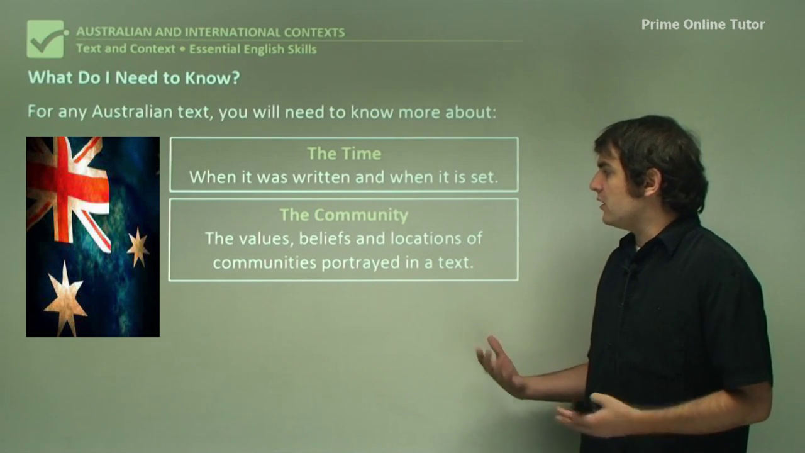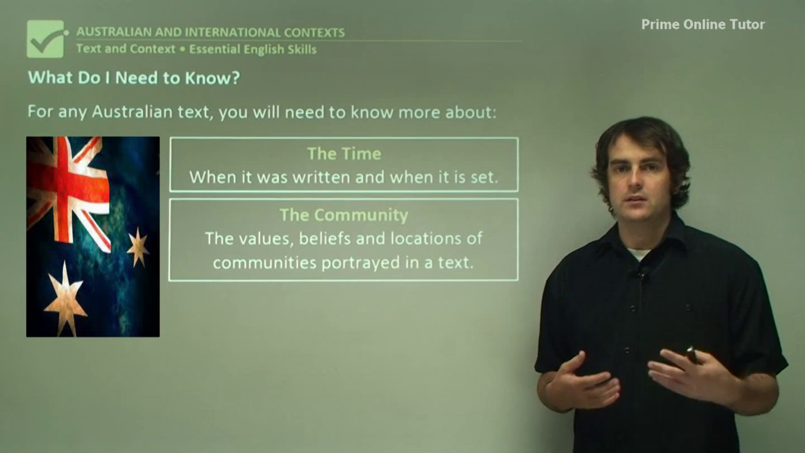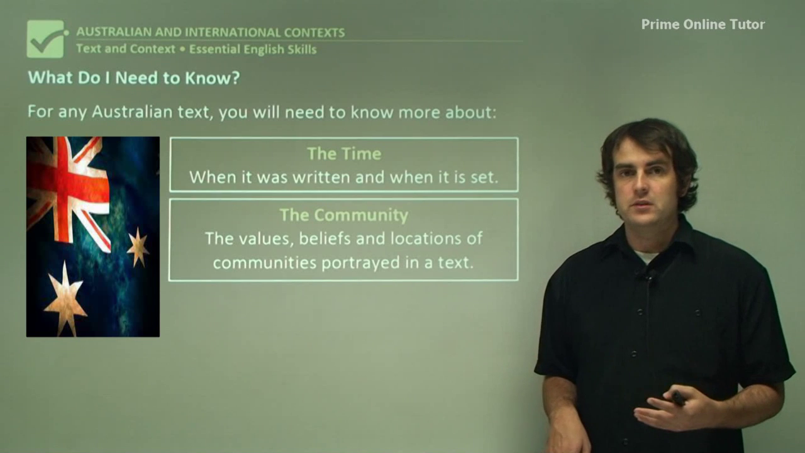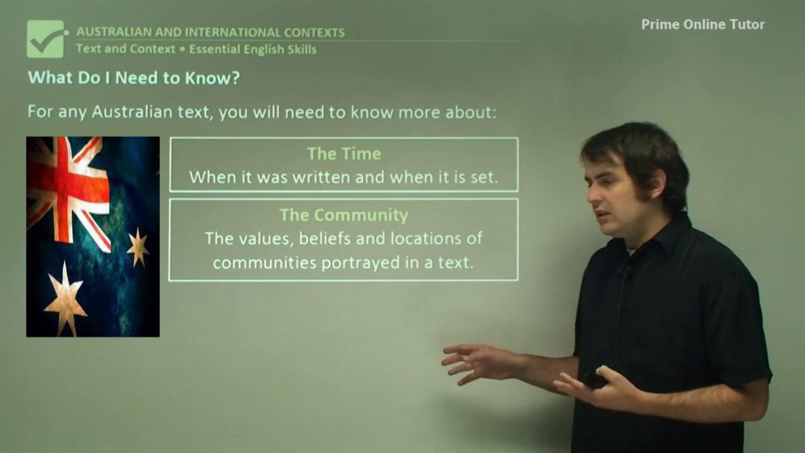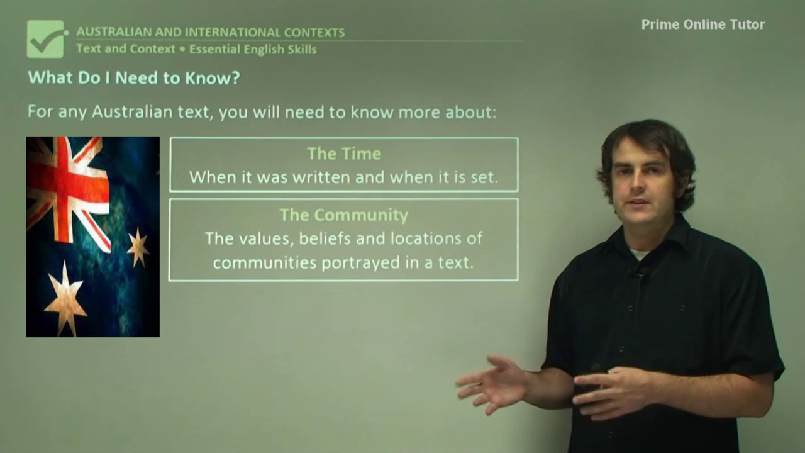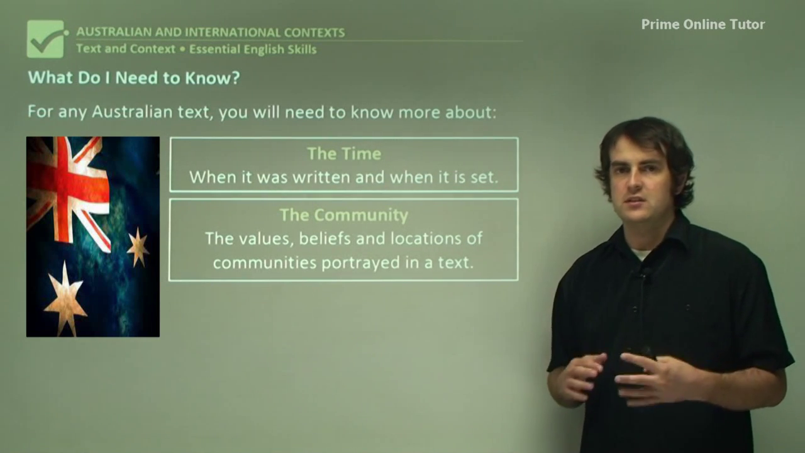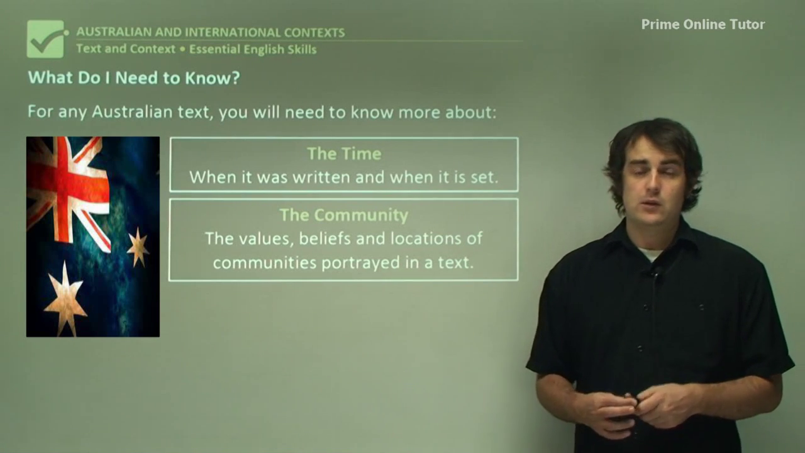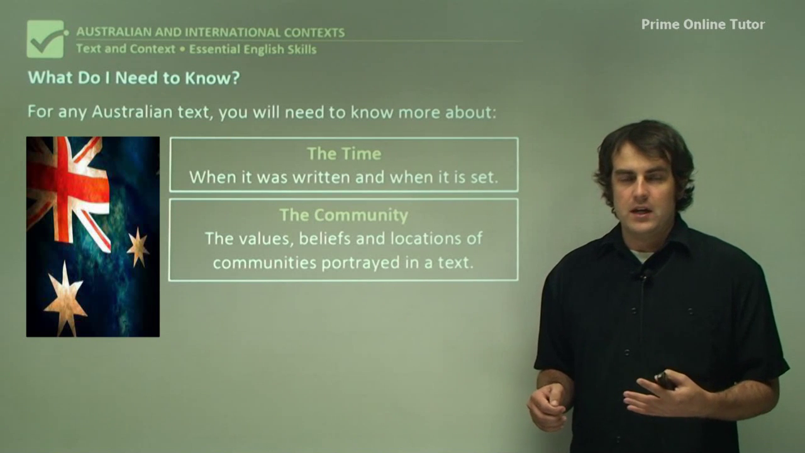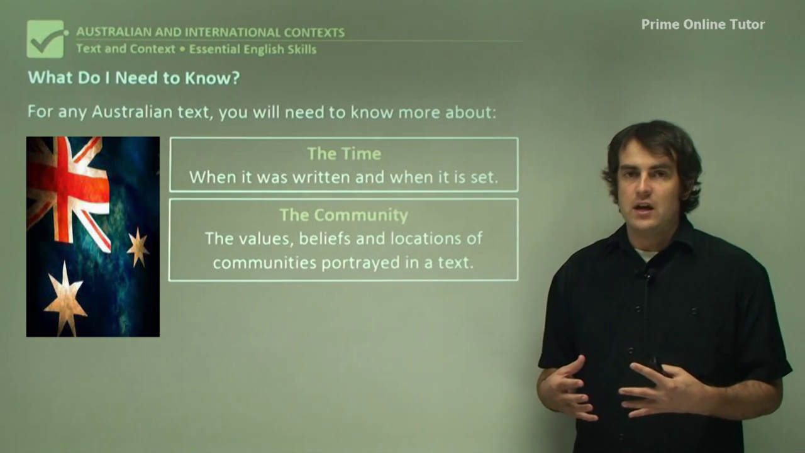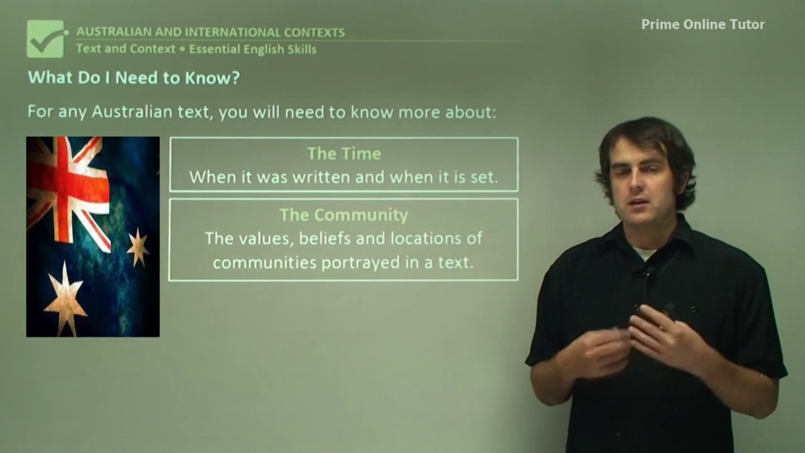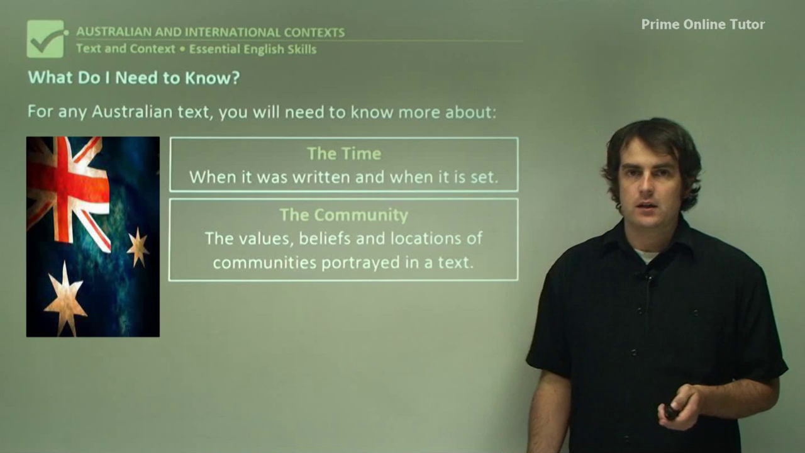So the values, beliefs, and locations of those communities portrayed in particular texts are quite influential, and they do differ even between suburbs. So you're not expected to go in and give a suburb by suburb rundown of what sort of people and what sort of cultures exist. Be very mindful of the kinds of people who are influential in a composer's storytelling, and look at how what they compose is representative of the community they come from.